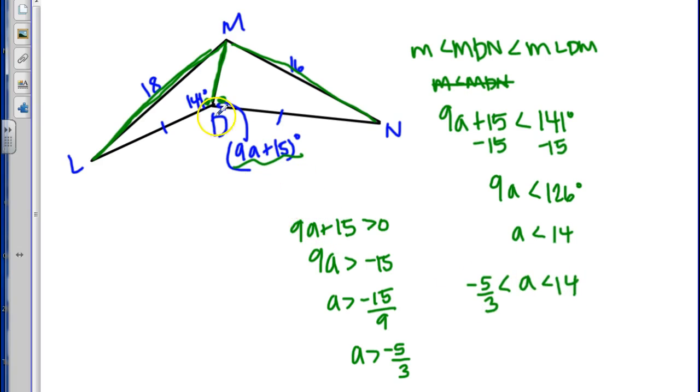This is because we can't have a negative angle measure. So greater than 0 means positive number. And then this is because 9a plus 15, this angle was smaller than this one. So two different things going on here. It has to be a positive number, but also has to be smaller than 141 degrees.